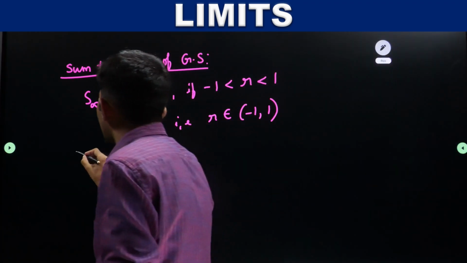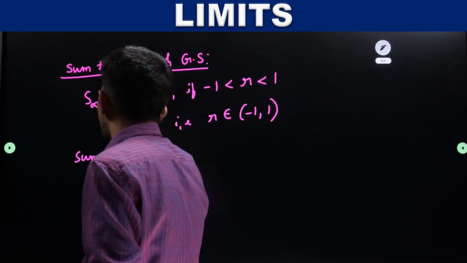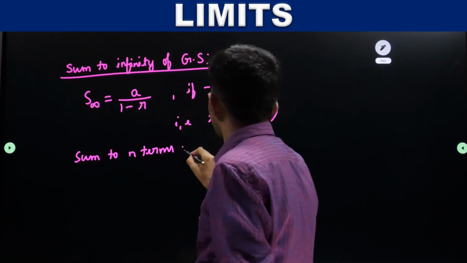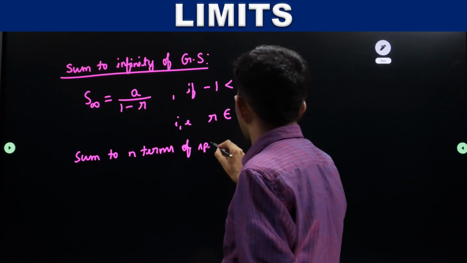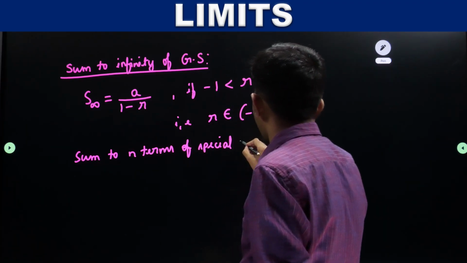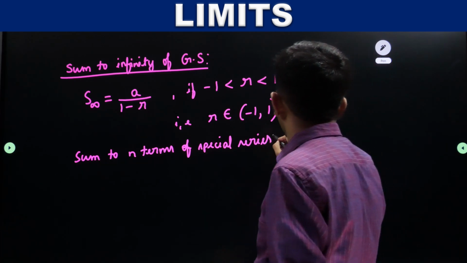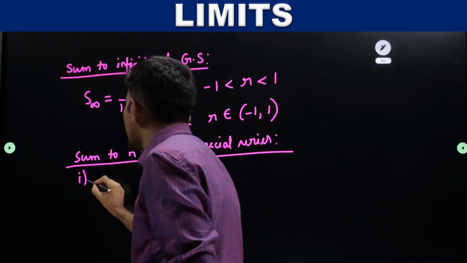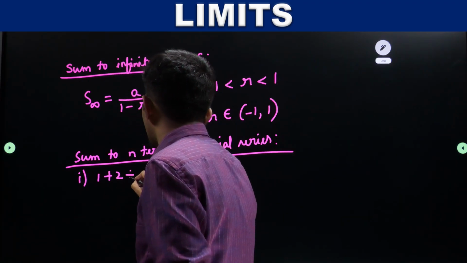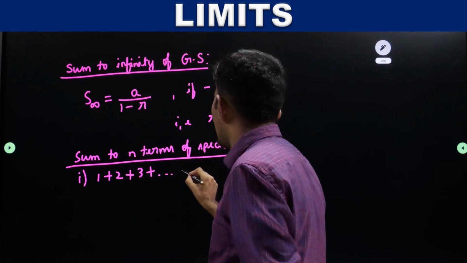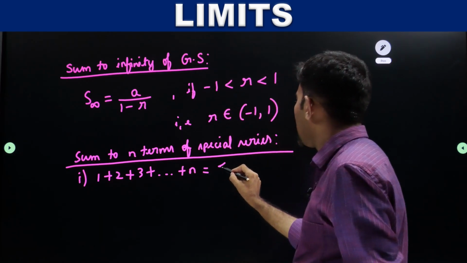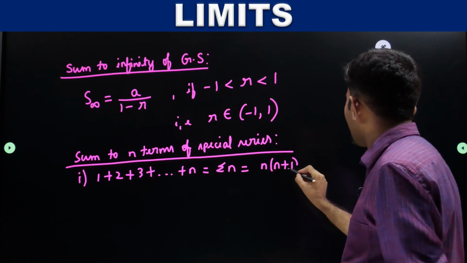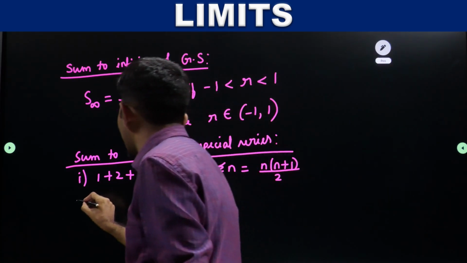And also the sum to n terms of some special series. These formulas you may come across in limits also. That's why I'm giving this. The first one is the sum of the first n natural numbers, 1 plus 2 plus 3 etc. up to n, which is summation of n, which is equal to n into n plus 1 divided by 2.